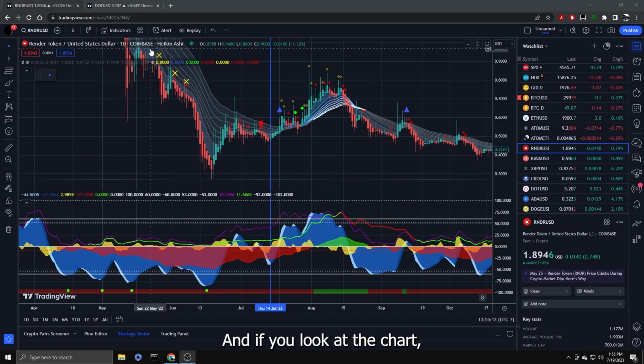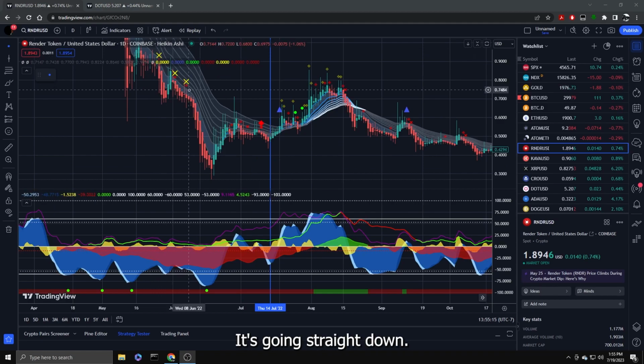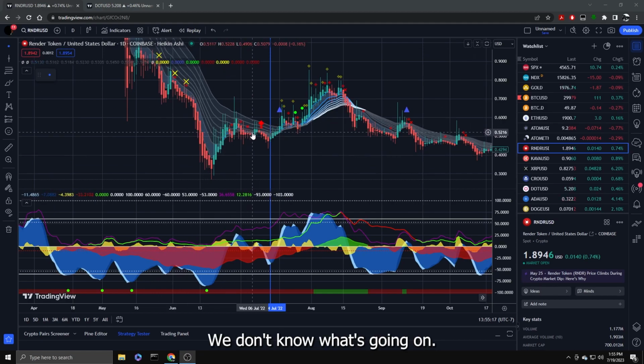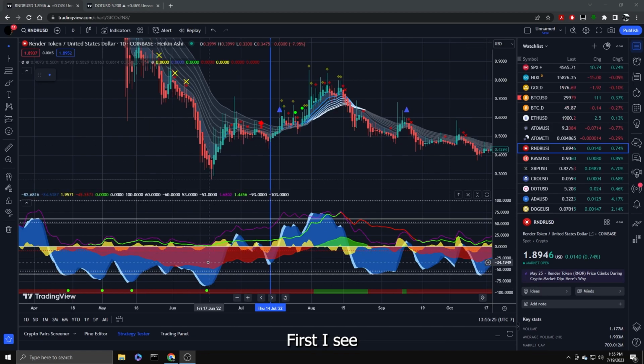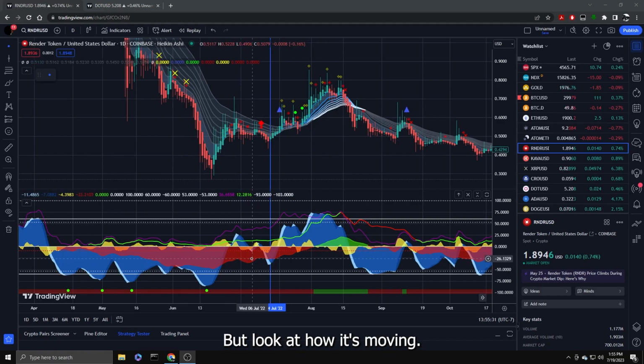Remember, if you look at the chart, we're seeing yellow X's, it's going straight down, we don't know what's going on. People are freaking out, they're trying to leave. This was Render about a year ago. And I noticed something different. First I see my anchor wave and trigger wave, but the cash flow's red. But look at how it's moving.